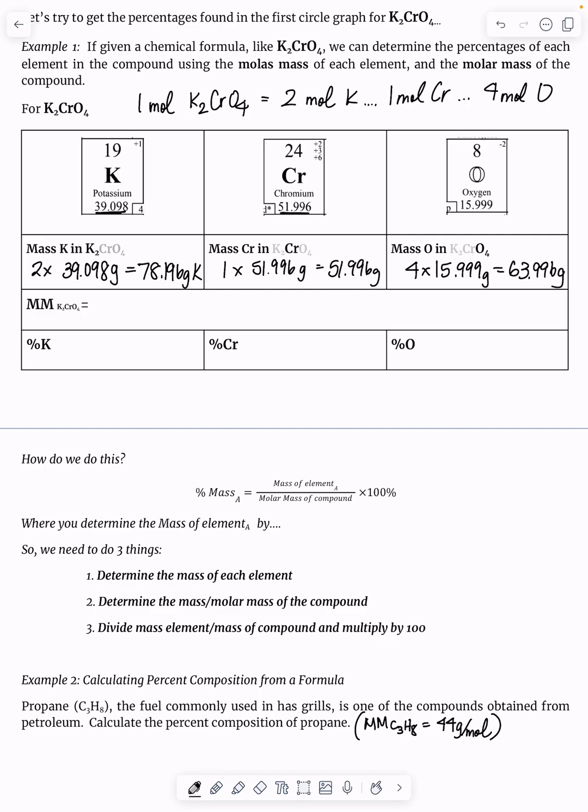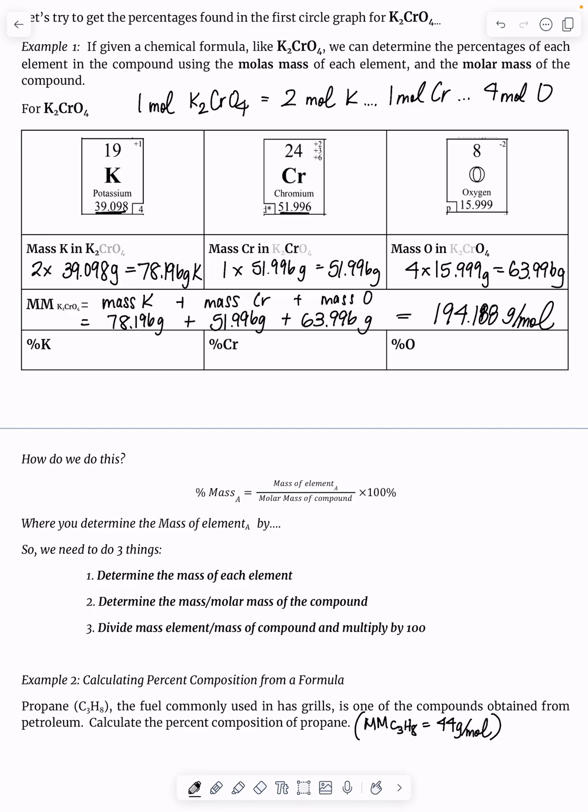Now, if I want to get the molar mass, I need to add up all the masses of the elements in this compound. It would be the mass of K plus the mass of Cr plus the mass of O, which is 78.196 grams plus 51.996 grams plus 63.996 grams. And my molar mass becomes 194.188 grams per mole.